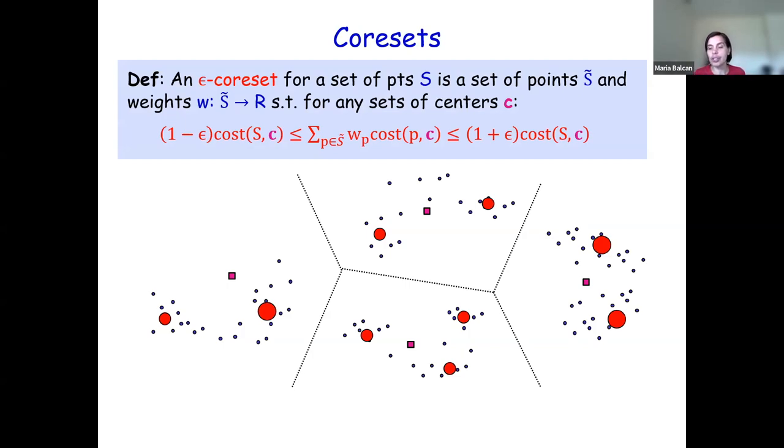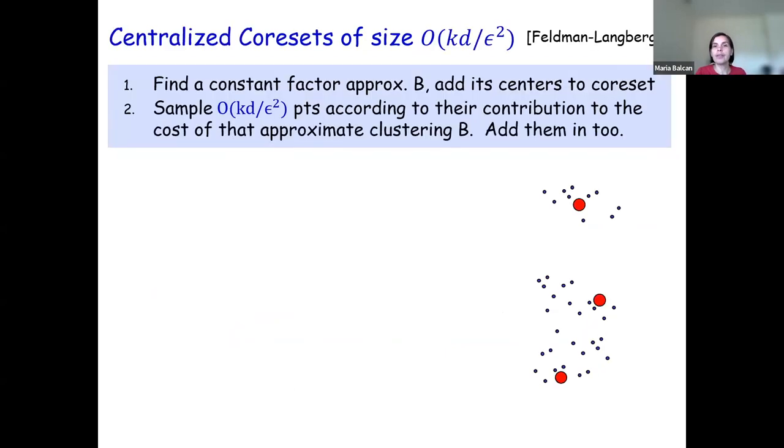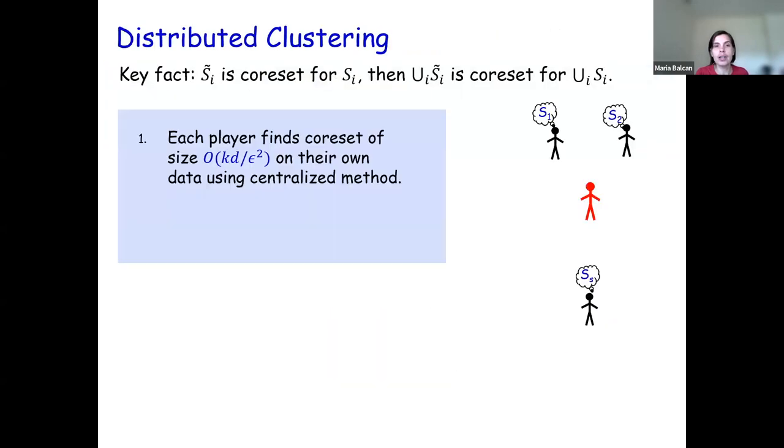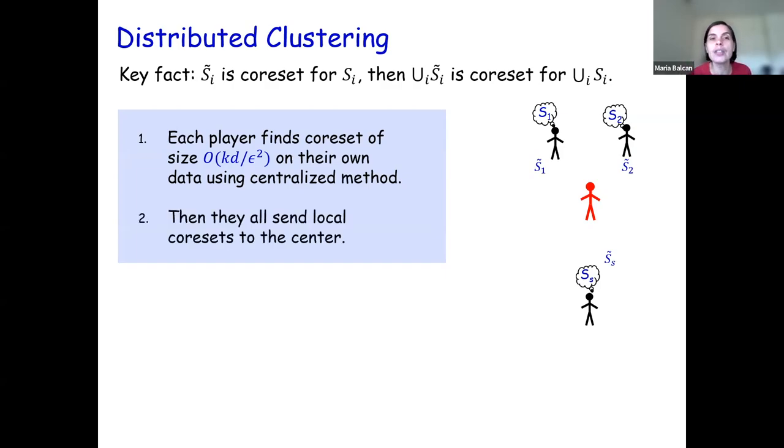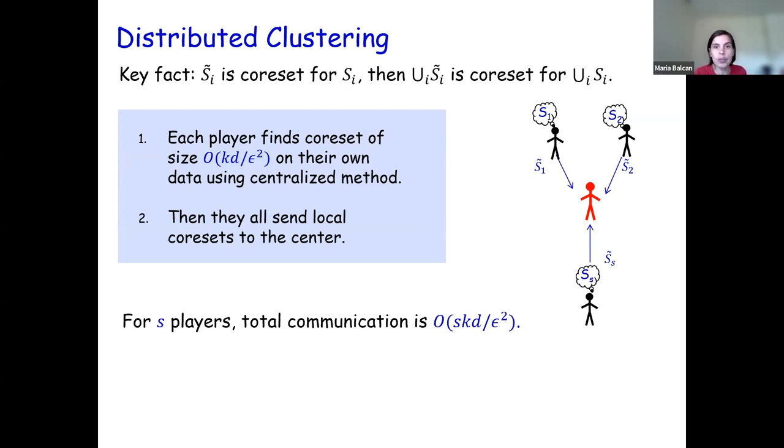So then you can ask the question, can I use this idea of coresets to do distributed clustering? And of course, I'm going to skip the details, but just give you the punchline. Once you have these coresets, a very simple solution would be, if the data is distributed, to have each player find its own local coreset and send it to the center, and then a union of coresets is a coreset, and the center can just find a good clustering over the final union of coresets. Yes, that works, but it's not the best you can get in terms of communication.